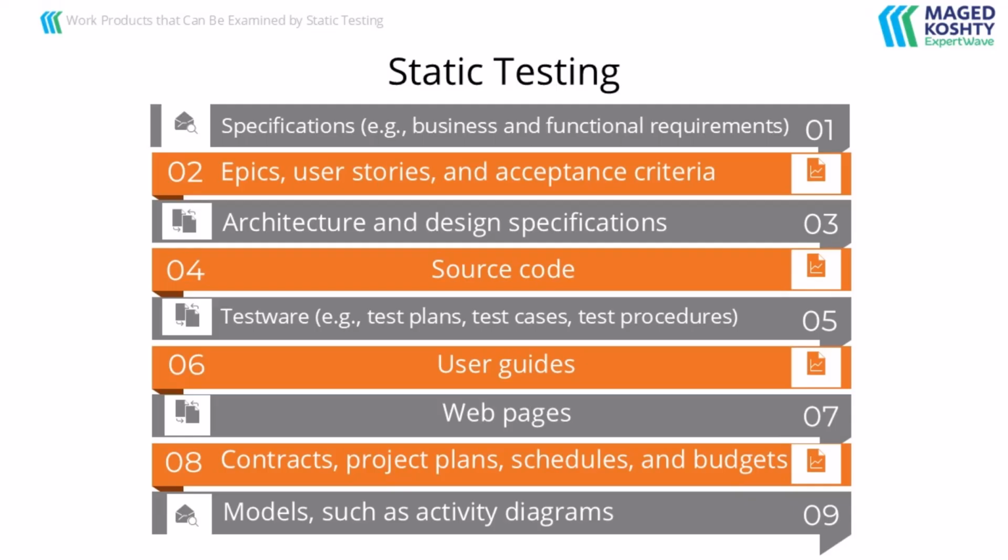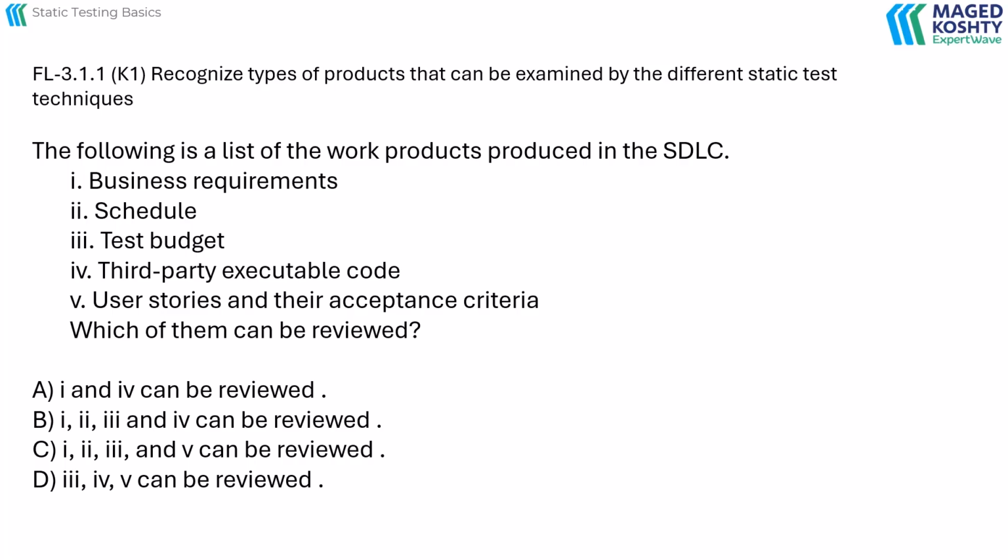Anything that's not readable, structured, or that we don't own the copyrights for legal reasons is not subject to static testing. In the first question, they are looking for work products that can be reviewed. The answer is simply anything written can be reviewed. Looking quickly at the list of work products, I noticed 4. Third-party executable code, which cannot be reviewed because it is not readable by humans.